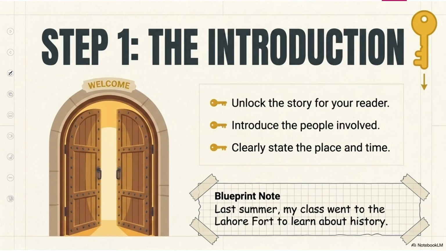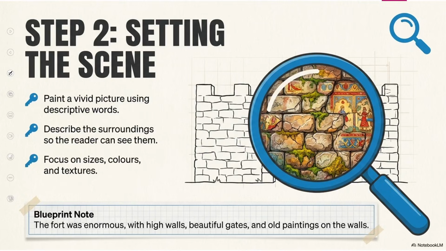Let's talk about introduction. Unlock the story for your reader. Introduce the people involved. Clearly state the place and time. Here we have an example. Last summer, my class went to the Lahore fort to learn about history. It's an introductory line.